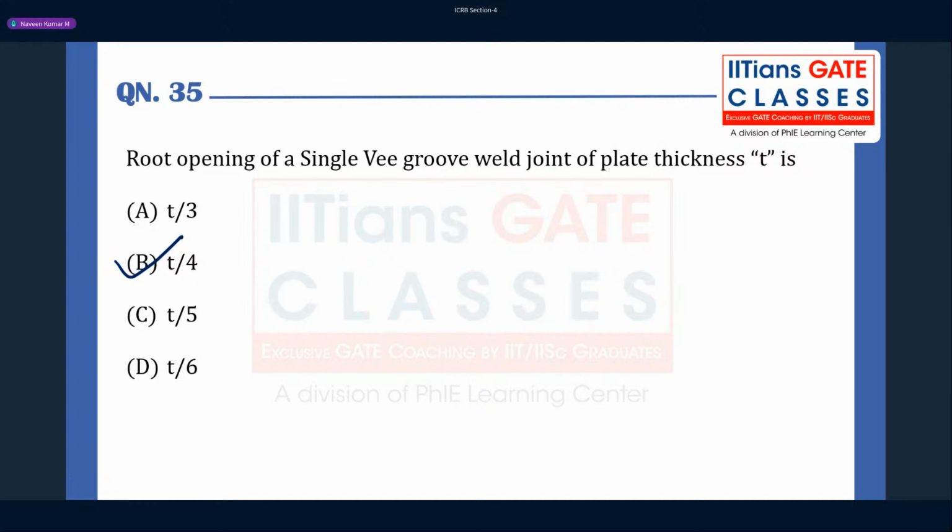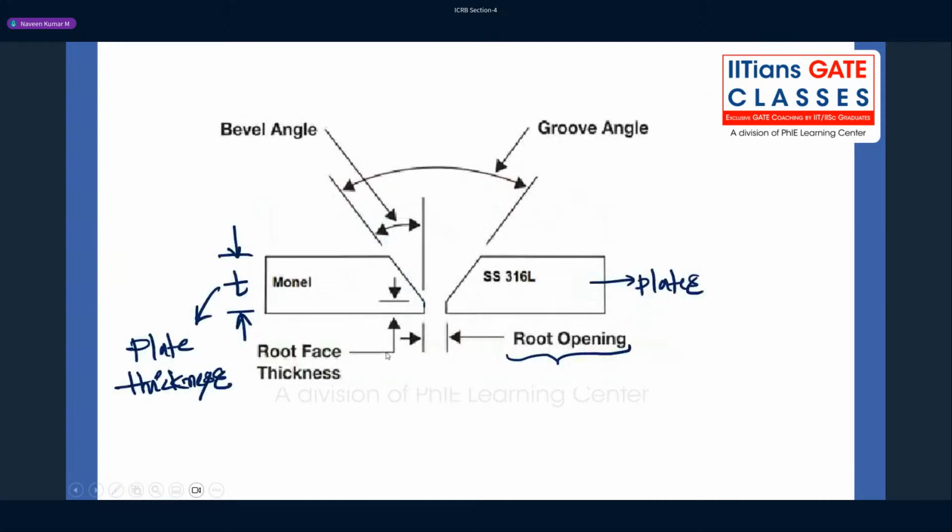So there is no way that we can say why and all. Maybe we can dwell deep into the subject and understand the significance of root opening, the strength, the bonding, and all these things. Then we'll be able to understand why it is T by 4, why it is not T by 3. Based on several experiments, they might have concluded this is T by 4. Okay, fine. Anyways, the answer is T by 4. You have to remember that.